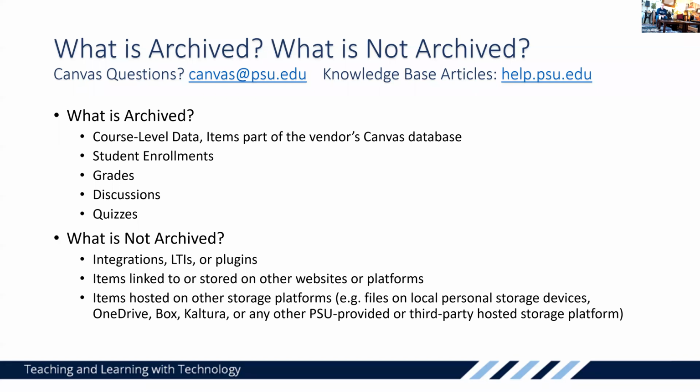process. Things that are not archived: any kind of integrations, LTIs or plugins, and items linked to or stored on other websites or platforms. For example, if you reference a scholarly article on another website, a New York Times article or something like that, those items are not archived. The link that you've written down in your course would be, but the actual material linked to is not. Also, items on other storage platforms like Box, Kaltura, OneDrive, any other third-party platforms, those are not archived. Those will remain on those particular platforms and not within your Canvas archive itself.